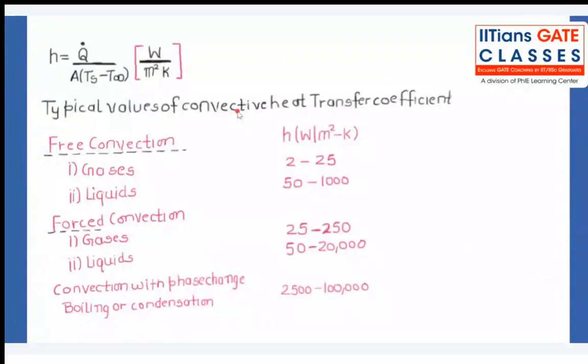I'm just telling you the typical values of the heat transfer coefficient. Look at free convection. The heat transfer coefficient is lowest in the case of gases, 2 to 25. That means not much heat is going to get transferred. The heat transfer rate will be lower when you have free convection, especially in gases, 2 to 25. For liquids, it will be 50 to 1000. When you move from free convection to forced convection, the value has increased, similarly in liquids. When you have phase change phenomena, you have the highest heat transfer coefficient.